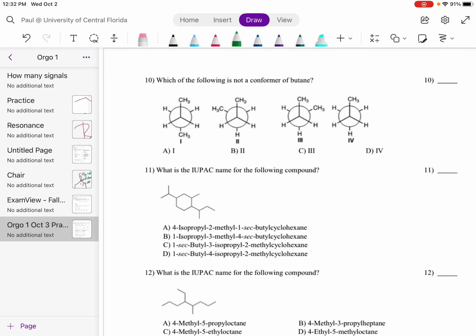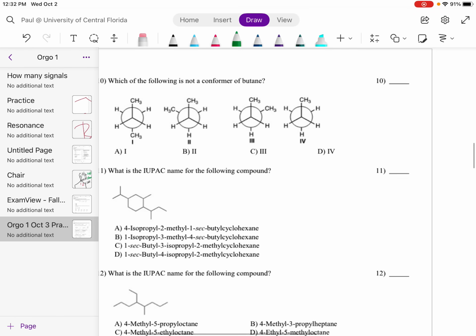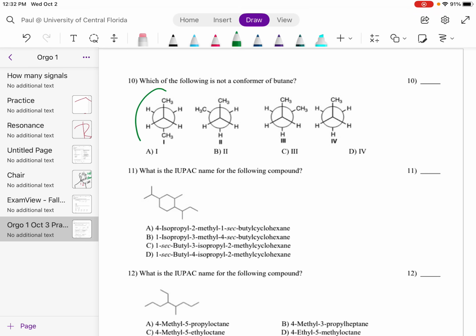Which of the following is not a conformer of butane? So for this one you have to be able to take a Newman projection and convert it into a skeletal structure, if you'd like. And so let's just randomly pick one. Let's do that one. What do I do when I see that?